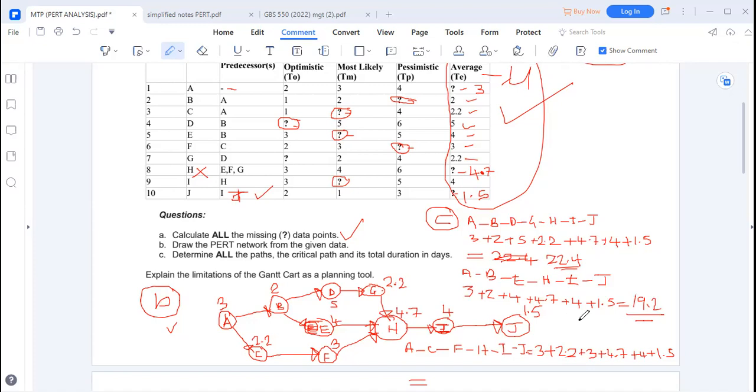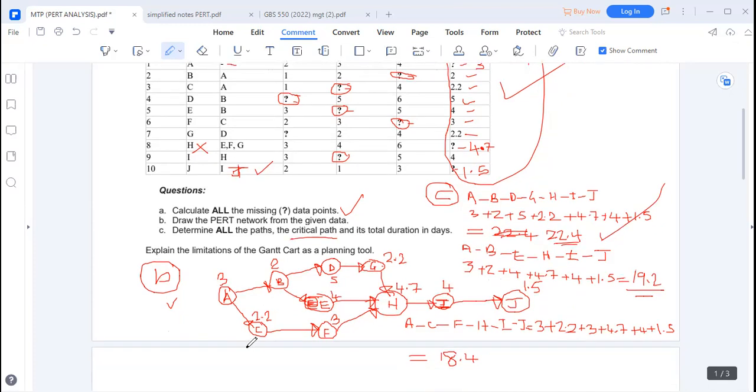So it's 18.4. So the critical activity here is this one. So this project can be completed to determine the critical path. Critical path is that answer there. So the critical path is the longest path.